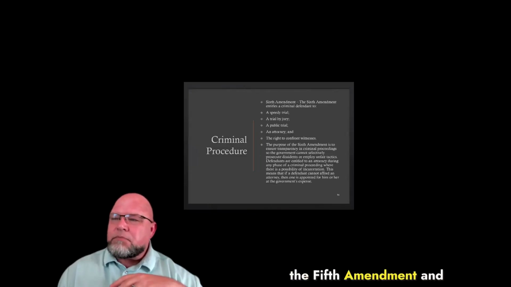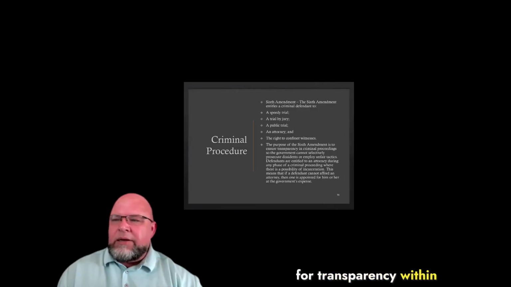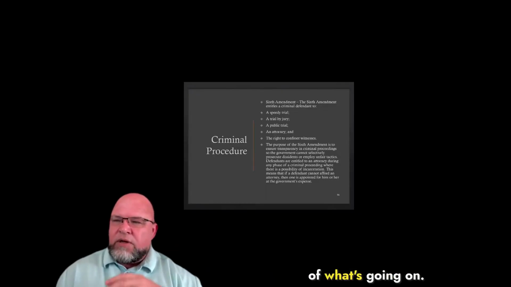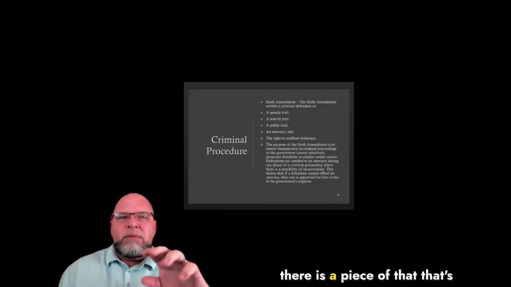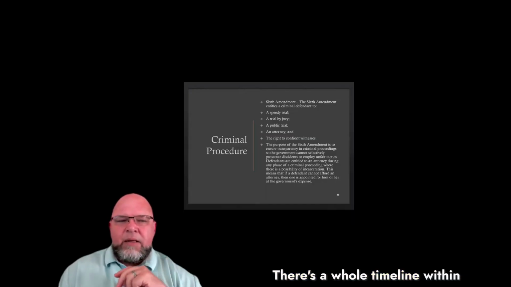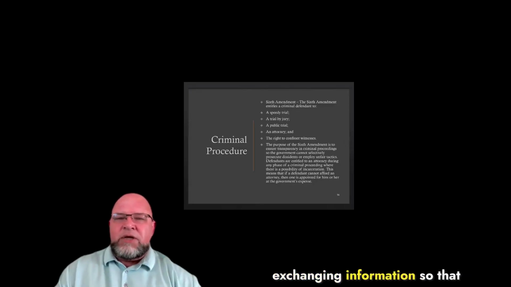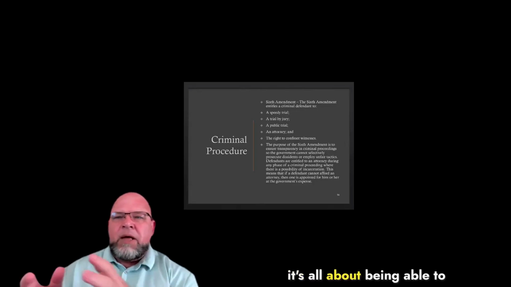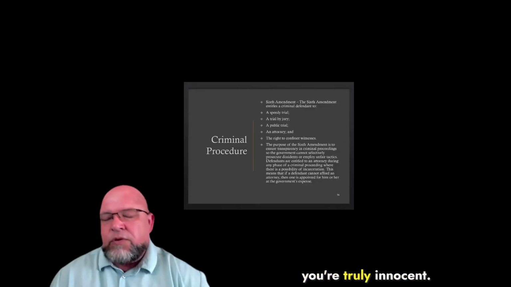Once again, the Fifth Amendment and that Sixth Amendment. The Sixth Amendment is designed for transparency within our court system. And so criminal proceedings go and everyone is aware of what's going on. The whole process of going to trial and everything that happens in trial, there is a piece of that that's called discovery. There's a whole timeline within the trial process that's called discovery. Discovery is when both sides are exchanging information so that no one is surprised by what is coming and everyone is aware so that a proper defense can be built. It's all about being able to defend yourself and being able to prove you're innocent if you're truly innocent.